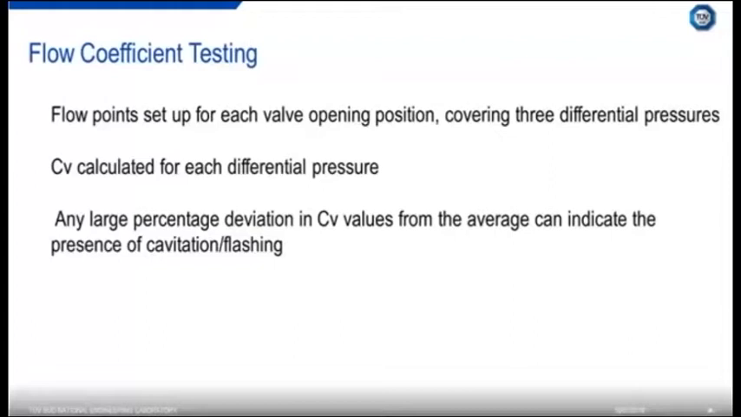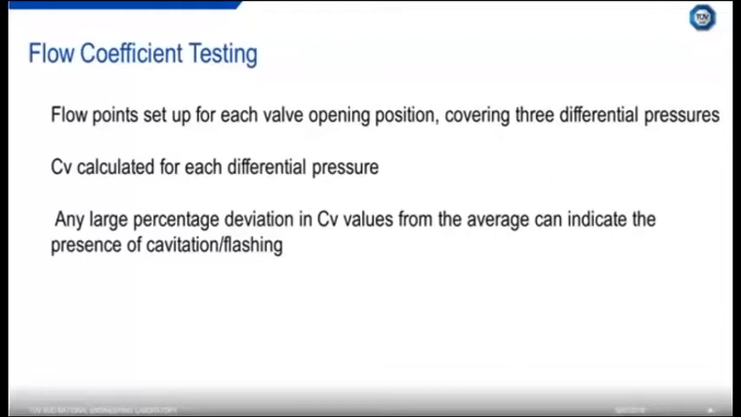The reason we do 3 different differential pressures is, even though they're different flow conditions, as long as the flow area remains fixed within the valve, you should roughly get the same CV value for each point. So we take 3 and then we average the 3. If any one of these points deviates from the average, that can indicate the presence of cavitation or flashing.